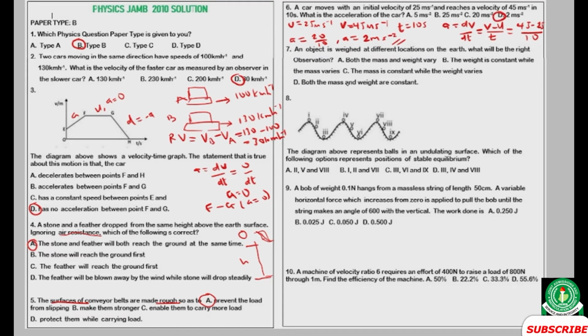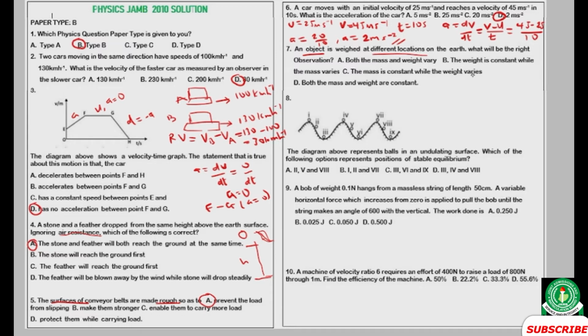Now, an object is weighed at different locations on the earth. What will be the right observation? Both the mass and the weight vary? No. The weight is constant while the mass varies? No. The mass is constant. Mass is constant regardless of the place where you are taking the measurements.